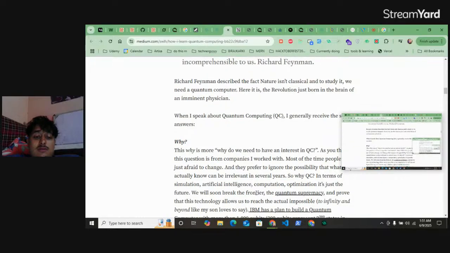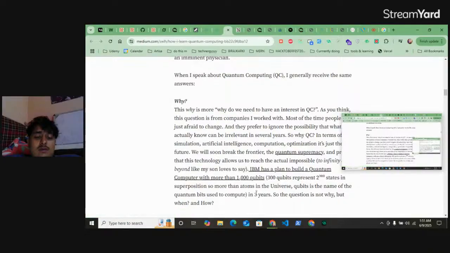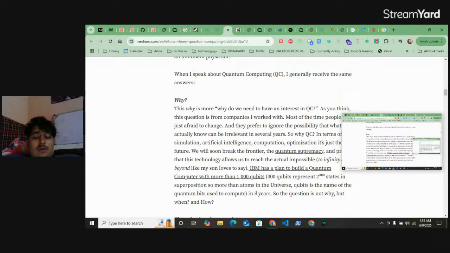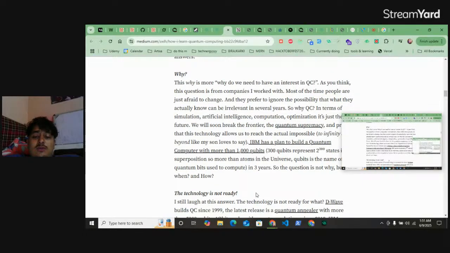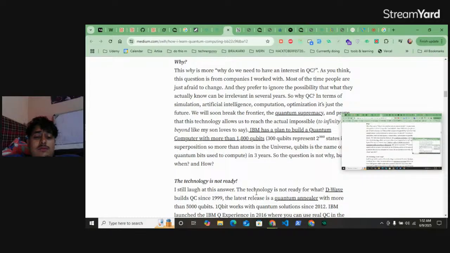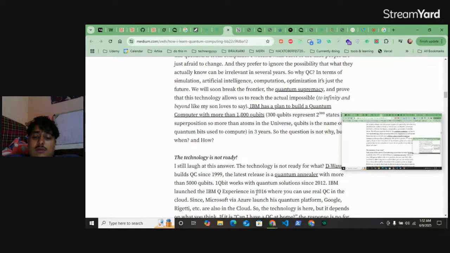When I speak about quantum computing, I generally receive the same question: why do we need to have an interest in quantum computing? This question comes from companies I work with. Most of the time people are just afraid of change and prefer to ignore the possibility that what they know can become irrelevant in several years. So why QC? In terms of advanced simulation, the computational conversion is in the future. We will soon break the frontier of quantum supremacy and prove that this technology allows us to reach the actually impossible, to infinity and beyond, like my son loves to say.